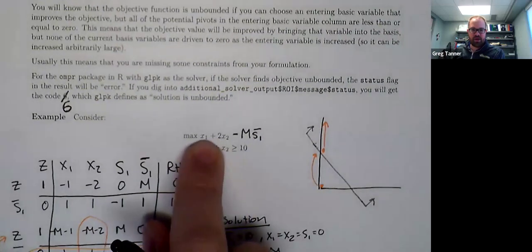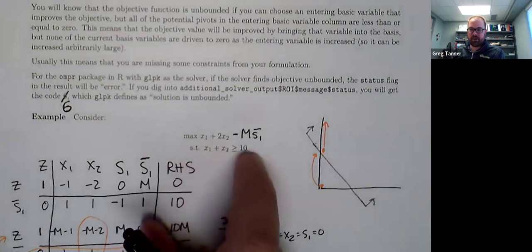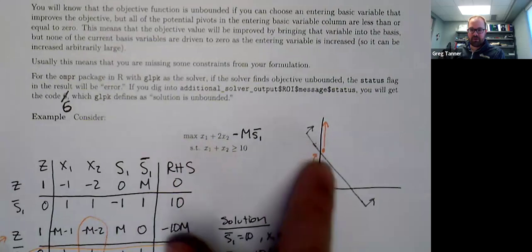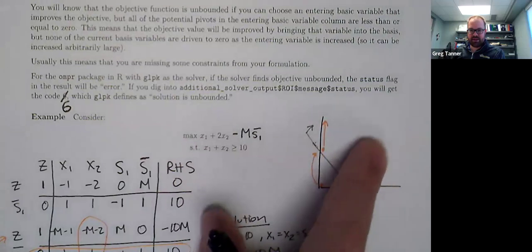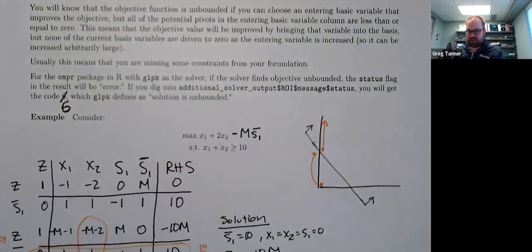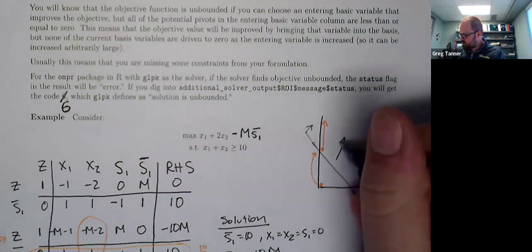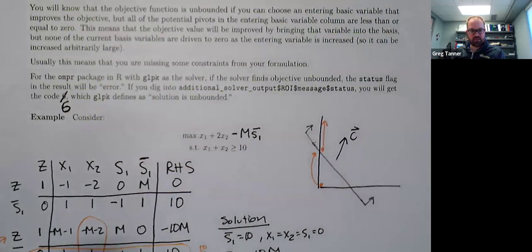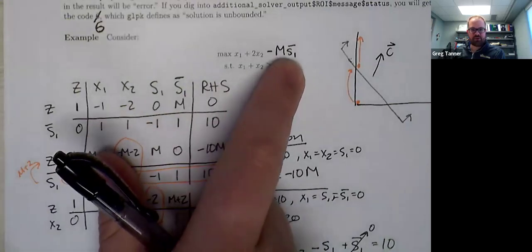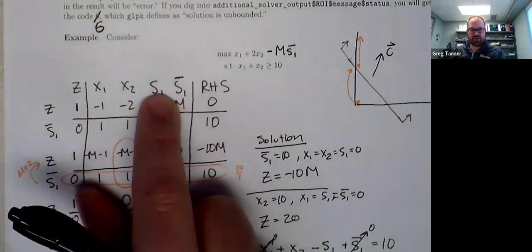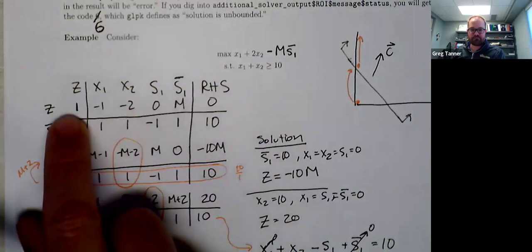So here we've got maximize x1 plus 2x2 subject to the constraint that x1 plus x2 is greater than or equal to 10. Okay, visually we've got a constraint looking this way, and we want to maximize something that's also sort of pointing out this way. And so, yeah, our objective function, sort of C, is pointing this way. We'd have to introduce an artificial variable S1 bar. So S1 is going to be our surplus variable. S1 bar is going to be our artificial variable.